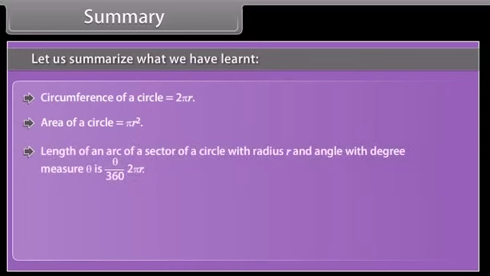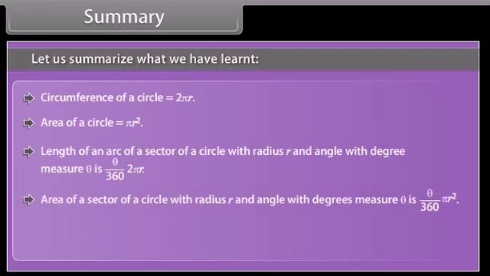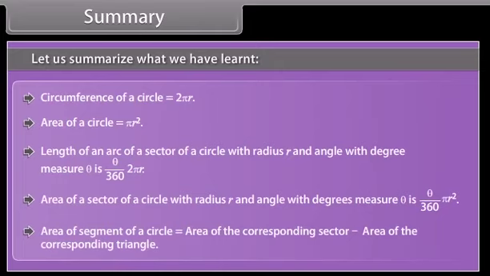Length of an arc of a sector of a circle with radius r and angle with degree measure theta is theta upon 360 into 2 pi r. Area of a sector of a circle with radius r and angle with degree measure theta is theta upon 360 into pi r square. Area of segment of a circle is equal to area of the corresponding sector minus area of the corresponding triangle.